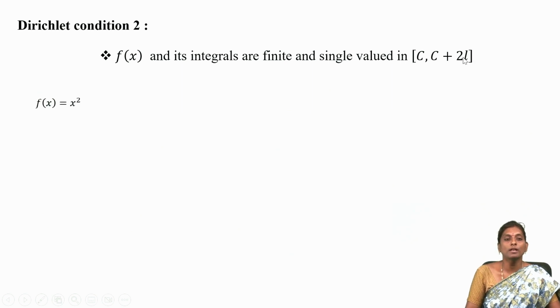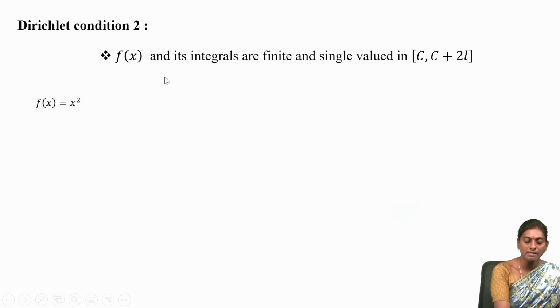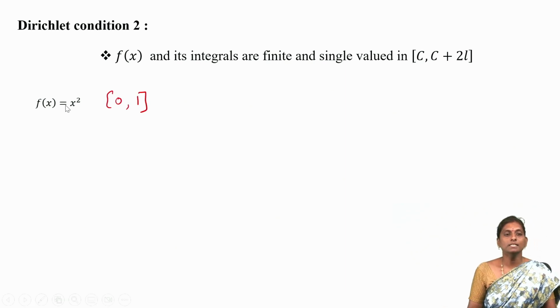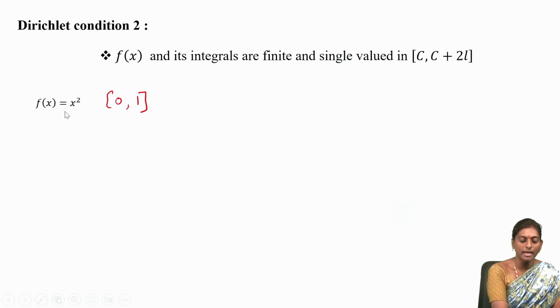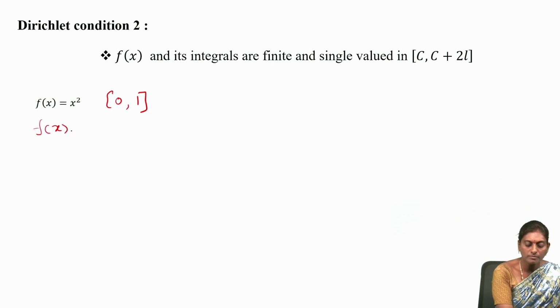Suppose, for example, f of x is equal to x square is the function. First, check whether f of x is finite or not. You can consider any x values. The square of x, the function is always finite. So take the interval 0 comma 1. In this interval, f of x is equal to x square. So in this interval, this function is finite. F of x is finite.